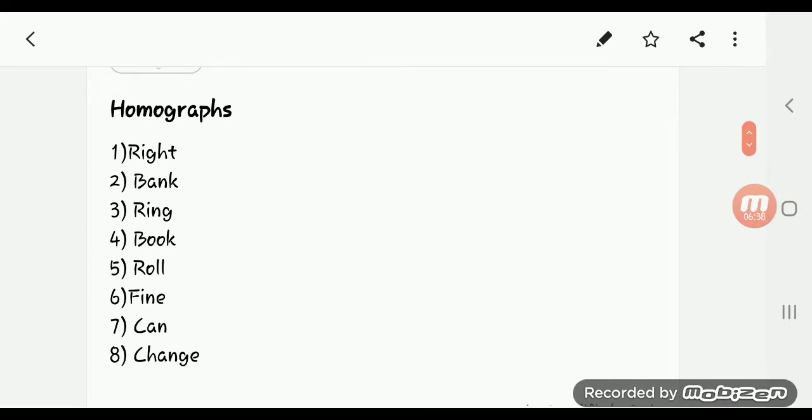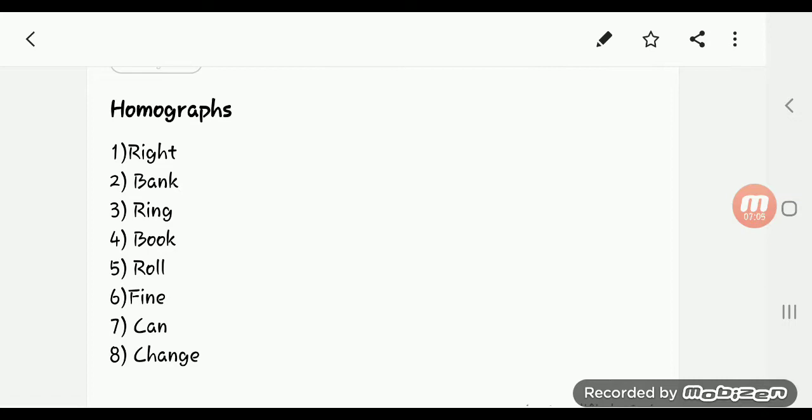And another context in which we use it is direction. Turn right. Turn towards your right. When I say it like this, it has a different meaning. So one word, but it has a different meaning according to the context. Right, right, right. Okay. Then second is bank.